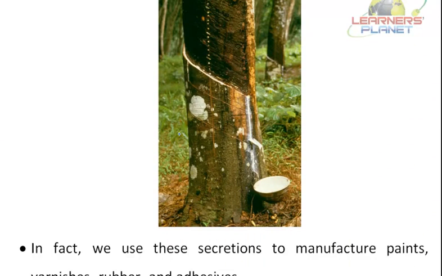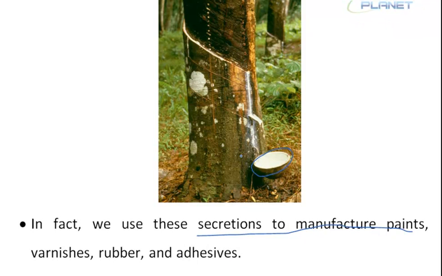So here you can see one beautiful picture of the rubber tree, and this is latex, right? In fact, we use these secretions to manufacture paints, varnishes, rubber and adhesives, right? So remember students that these secretions are the excretory wastes for the plant, but we, the human beings, can use it in various ways.